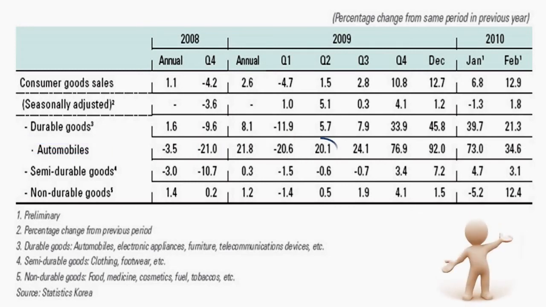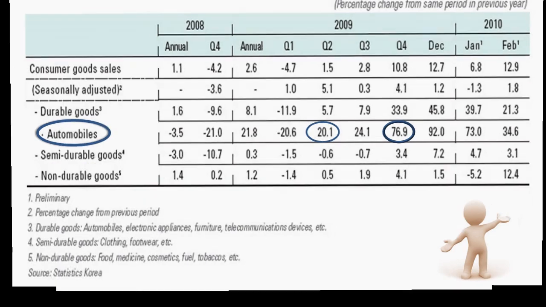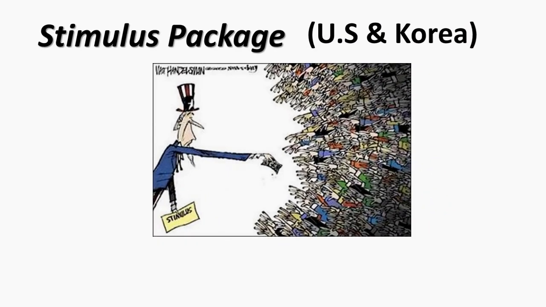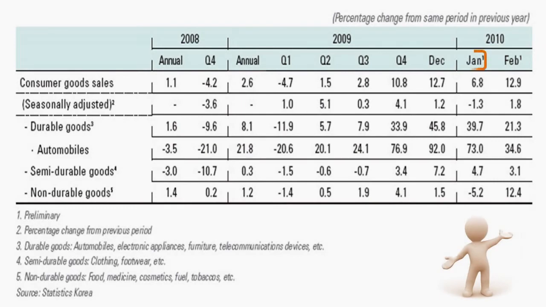However, in the second quarter of 2009, things began to improve. Car sales bounced back, rising a massive 76.9% in the fourth quarter, thanks to the stimulus packages from the US and Korea that encouraged people to run out and buy new cars. Also, things are looking positive in 2010, with January CGS rising nearly 40% compared to the previous year.